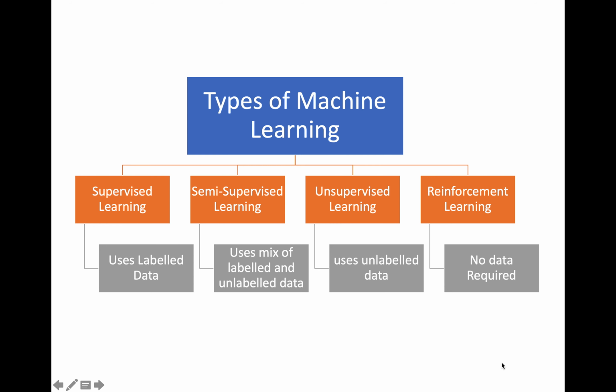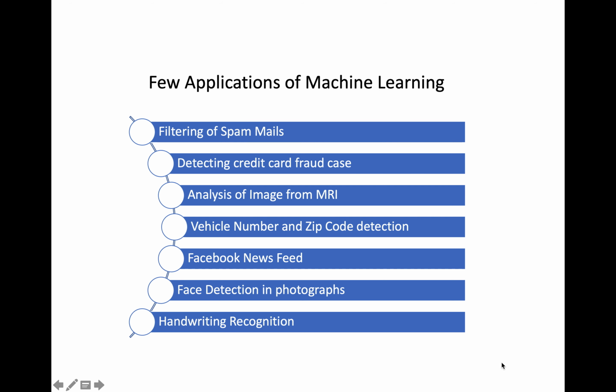Machine learning has found application in various domains. Some famous areas where machine learning has been successfully applied are filtering spam mail. When we receive mail, the system is able to identify if the given mail is from an authorized source and should be present in our inbox, so we can open it, or it is one of the spam mails. It also helps in detecting credit card fraud cases, vehicle numbers, and zip codes. And in medical science, it is being used to analyze images from MRI to identify very small variations, which are at times difficult to detect by human eye.